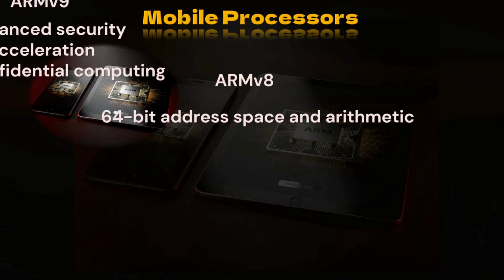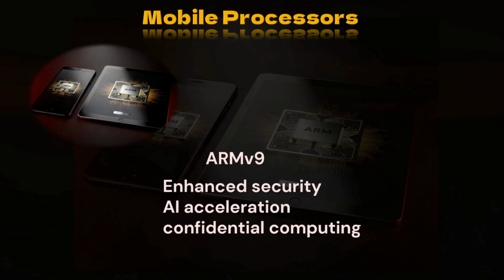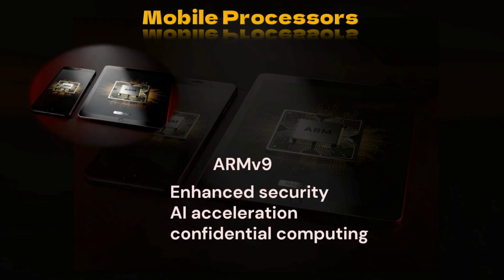ARM 9 uses a 64-bit address space and 64-bit arithmetic. It introduced enhanced security and performance, supporting a new security framework with confidential computing and improved AI capability. ARM version 9 maintains the 64-bit address space and continues to leverage a 64-bit fixed length instruction set, introducing further improvements in AI acceleration and machine learning capabilities.